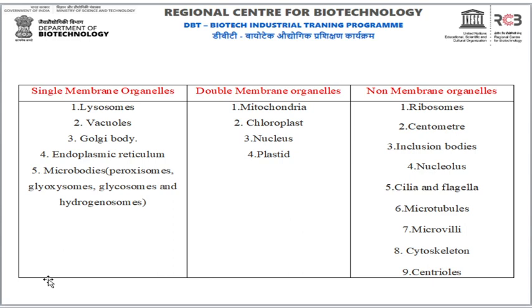A few organelles are called non-membrane bound organelles. They don't have any membrane around them. This includes ribosome, centromere, inclusion body, nucleolus, cilia, flagella, microtubule, microvilli, cytoskeleton, and centrioles.